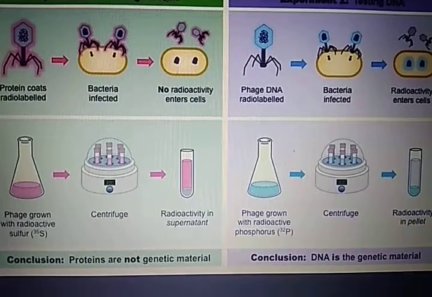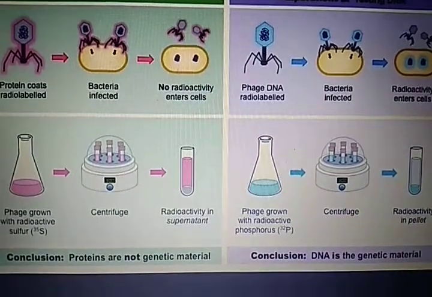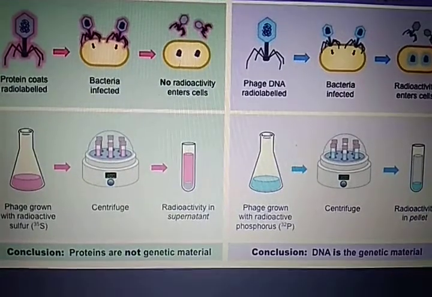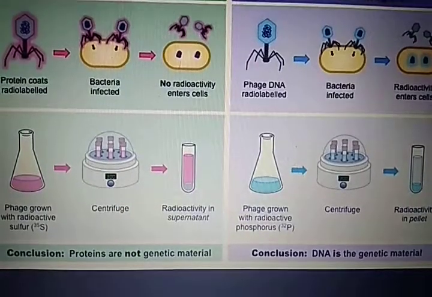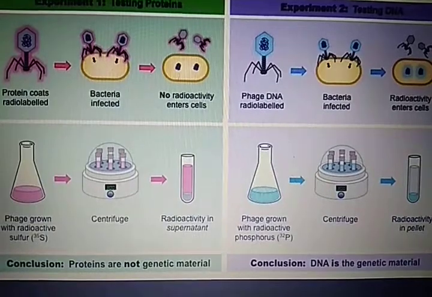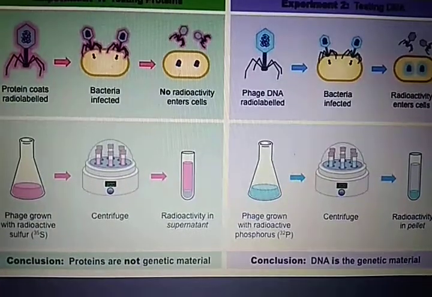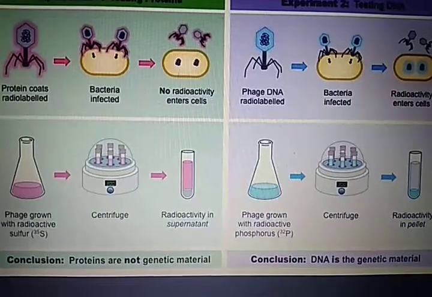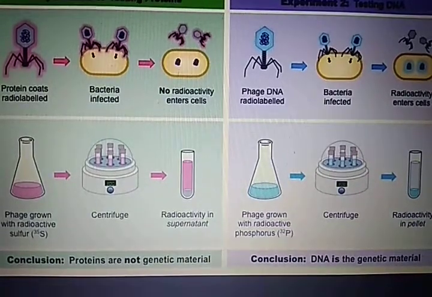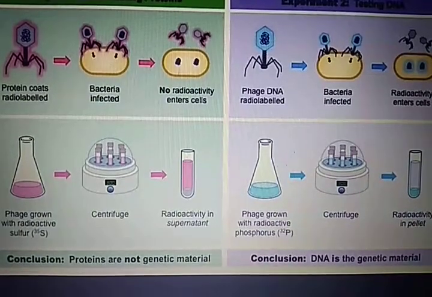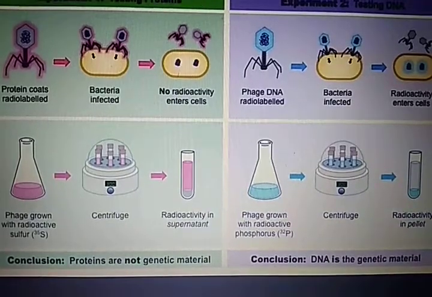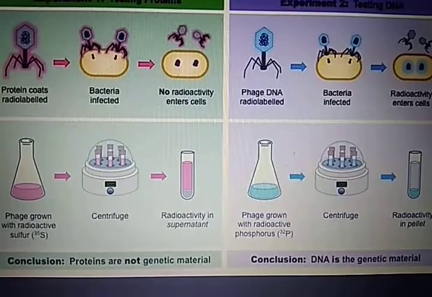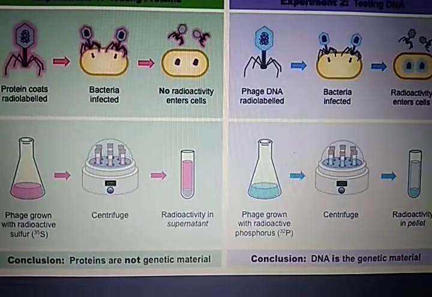Welcome all of you. In this video lecture, we are going to understand the Hershey and Chase experiment. Alfred Hershey and Martha Chase in 1952 carried out some experiments with the viruses that infect bacteria. These viruses are called bacteriophages. The proof for DNA as a genetic material came from the experiment.